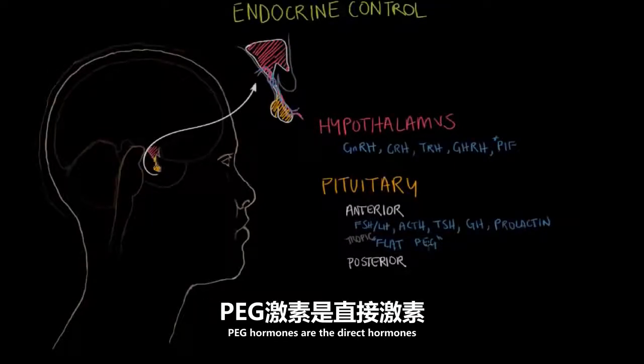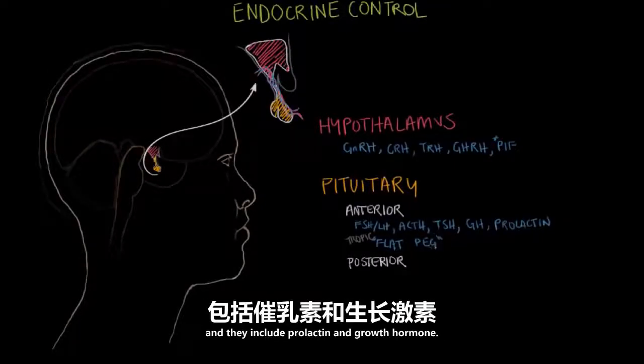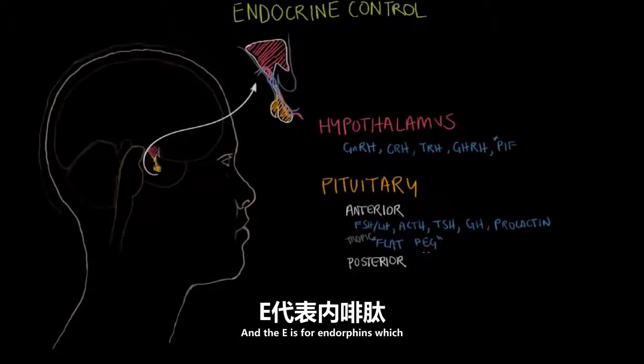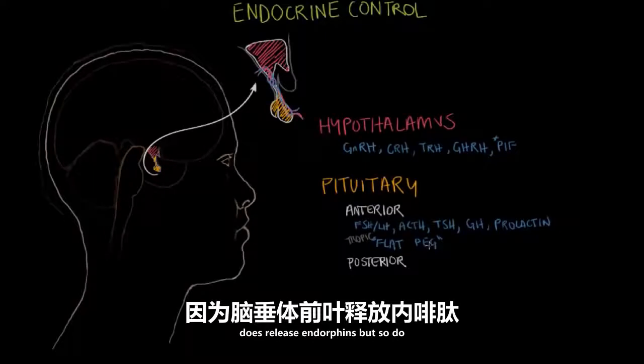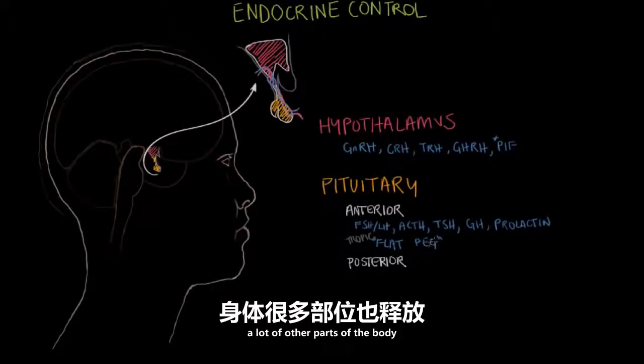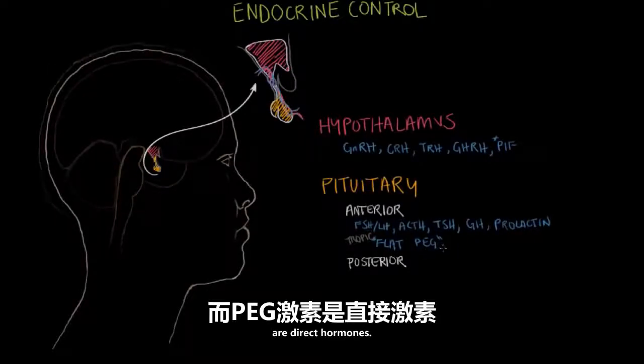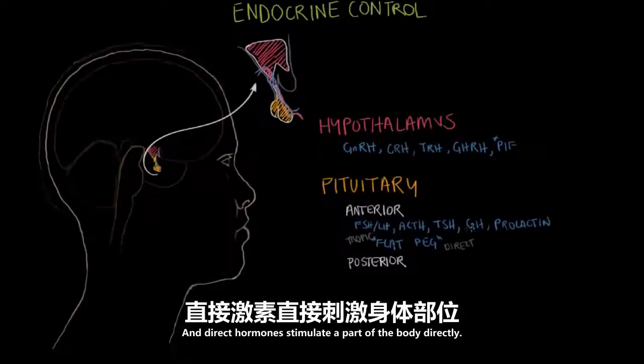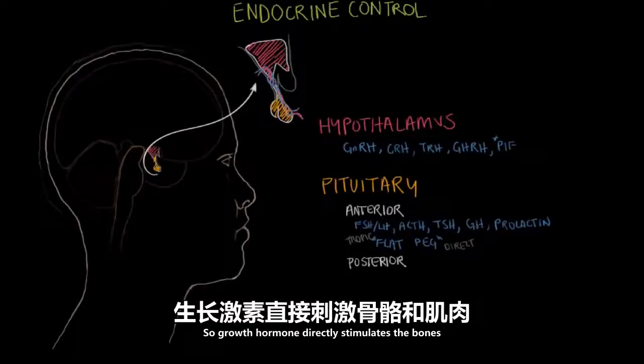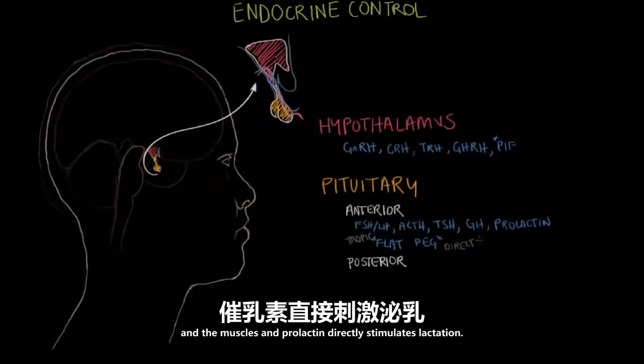PEG hormones are the direct hormones, and they include prolactin and growth hormone, and the E is for endorphins, which I haven't included in this list because the anterior pituitary does release endorphins, but so do a lot of other parts of the body. So E is for endorphins, but the PEG hormones are direct hormones. And direct hormones stimulate a part of the body directly. Growth hormone directly stimulates the bones and the muscles, and prolactin directly stimulates lactation.